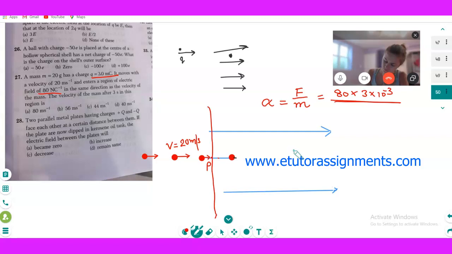Mass is given or not? Yes. How much? 20 grams. You want to put 20 or something else? 20 times 10 to the minus 3. So it's going to be 8 meters per second square. No, not 8, sorry, 12.